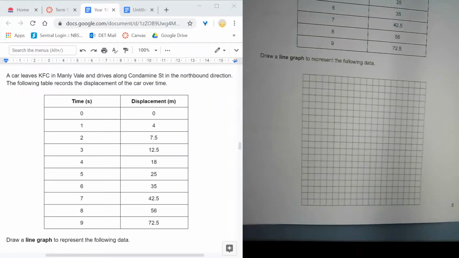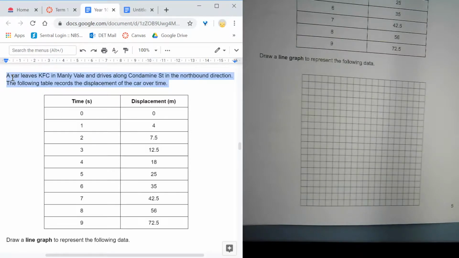So here's a little tutorial on how to draw a line graph. We'll start with the question. A car leaves KFC in Manlyvale and drives along Condamine Street in the northbound direction. The following table records the displacement of the car over time.